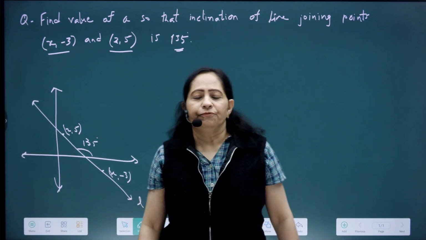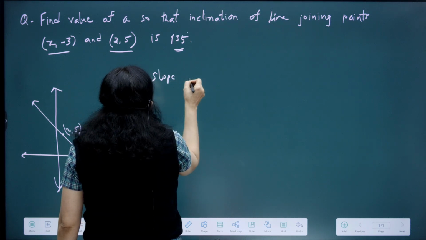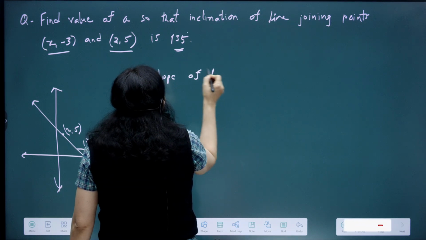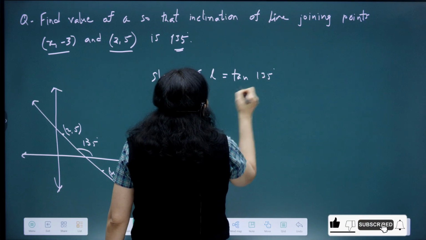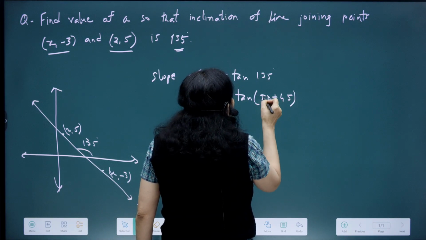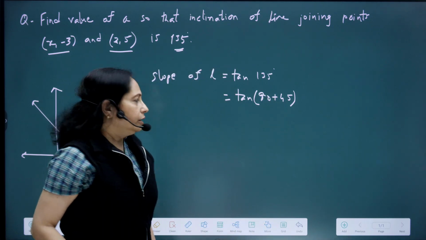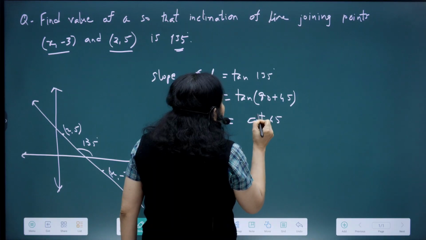So here we can find slope using angle. So slope of line L is equal to tan 135 degree, and that is equal to tan(90 plus 45). We can write 135 degree as 90 plus 45, and tan(90 plus 45) will be cot 45.